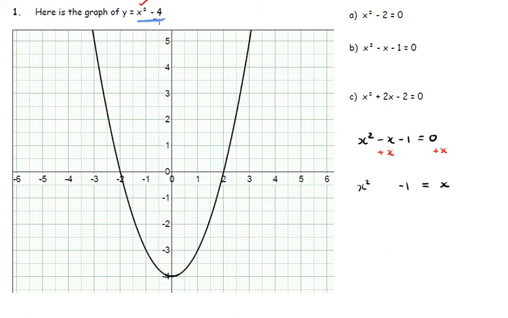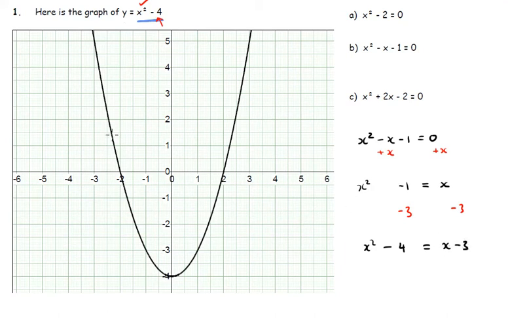Now I'm almost there. I've got my x squared, but I need to get a minus 4. I've got a minus 1, so I need to take away an extra 3 to make it minus 4. But whatever you do to one side, you've got to do to the other, so I've got to take away 3 from the other side as well. So now I've got x squared minus 4 equals x minus 3.